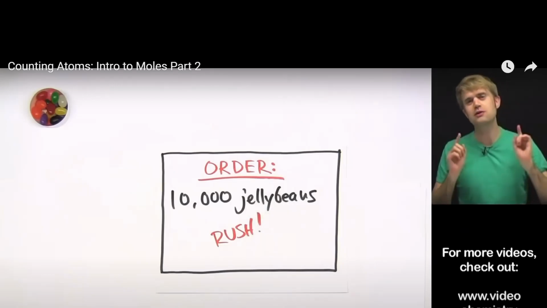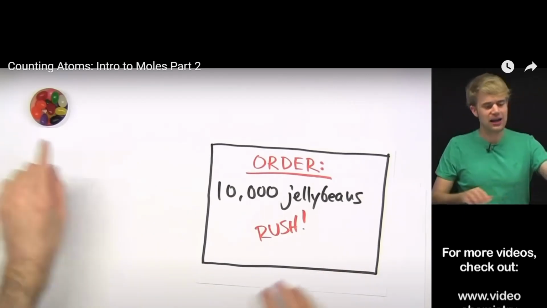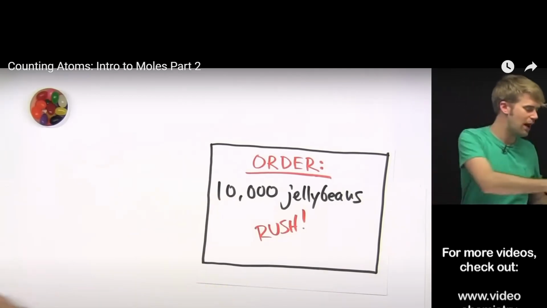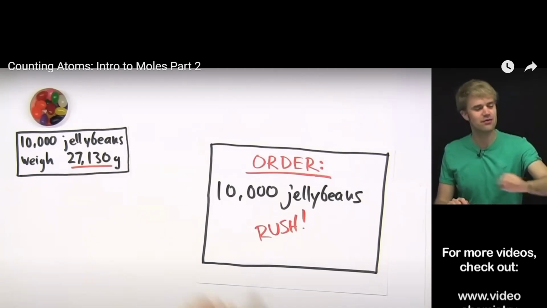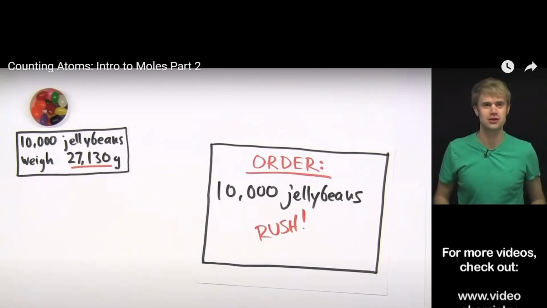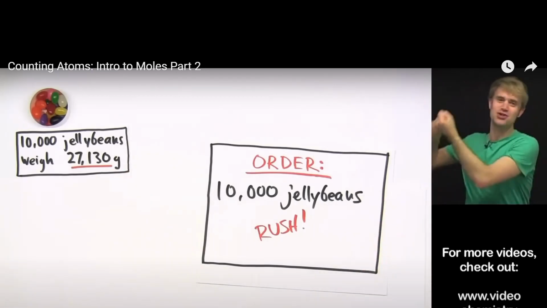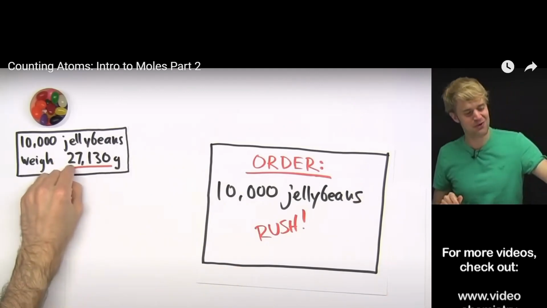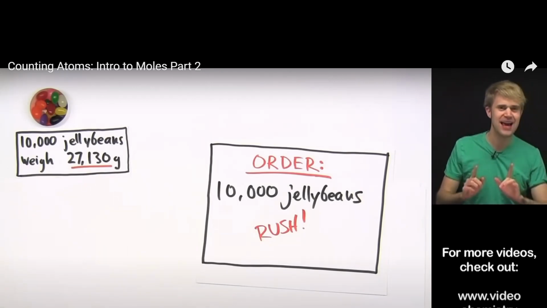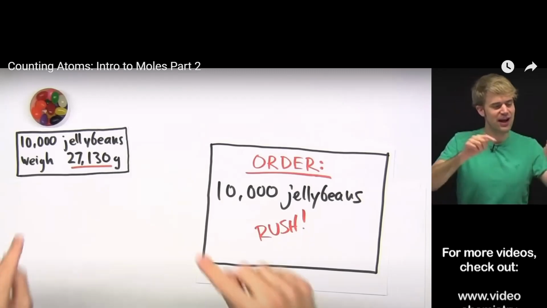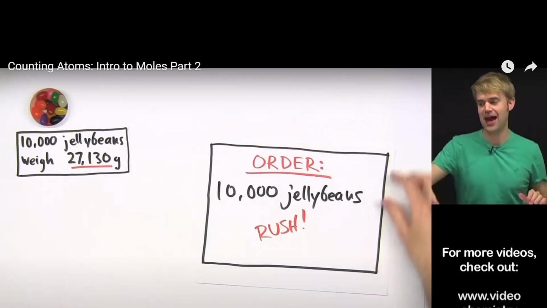What could make my life a whole lot easier? Well, one thing that would be really awesome is if I knew how much 10,000 jelly beans weighs, right? So what if I figured out that 10,000 jelly beans weigh 27,130 grams? That would be really awesome, because then all I would have to do is put a big bag on a scale and just shovel the jelly beans in until I got 27,130 grams of them. So in other words, instead of having to count, if I know how much 10,000 jelly beans weigh, all I gotta do is weigh out that amount.